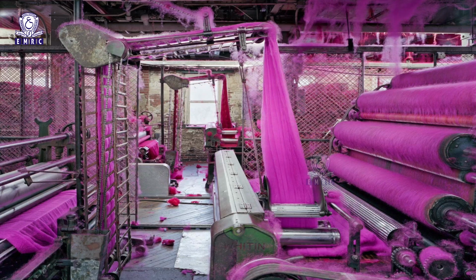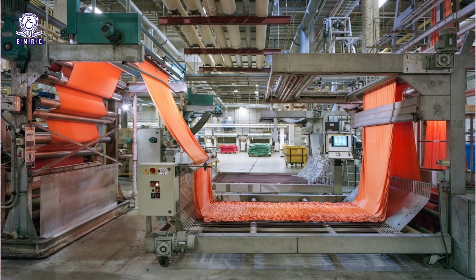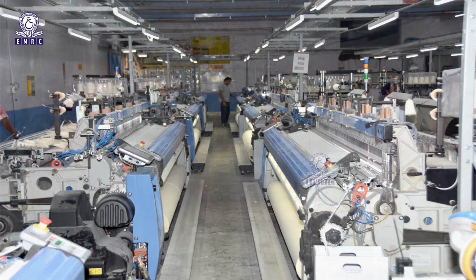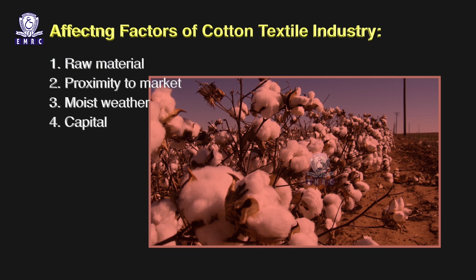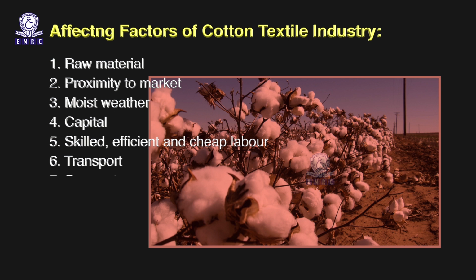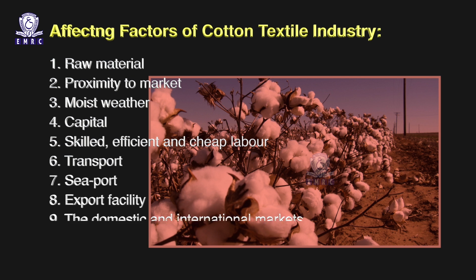The geographical inertia and government policy of decentralization has also influenced the location of the cotton industry. Cotton, being a pure raw material, provides a chance to establish textile mill either in the areas of raw material or in the market. In India, most of the textile mills are in the cotton growing areas or in the neighboring cities and towns. The location of cotton textile industry is mainly affected by, of course, raw material, proximity to the market, moist weather, capital, skilled and cheap labor, transport, seaport, export facility, and the domestic and international markets.